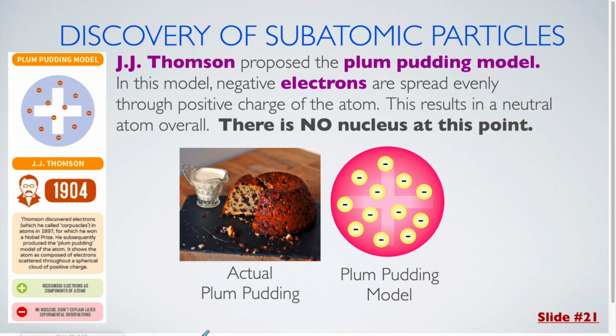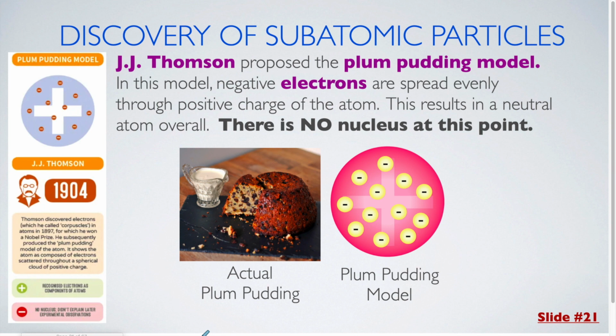J.J. Thomson proposed the plum pudding model. So this was his picture based on what he knew about the atom, electrons, and the overall neutral charge. So in this model, negative electrons are spread evenly through positive charge in the atom. This results in a neutral atom overall. There is no nucleus at this point.